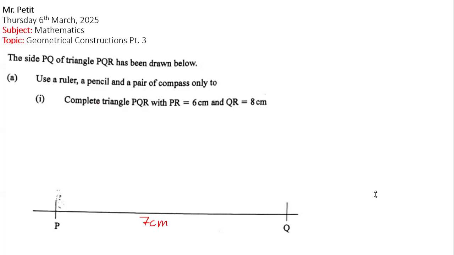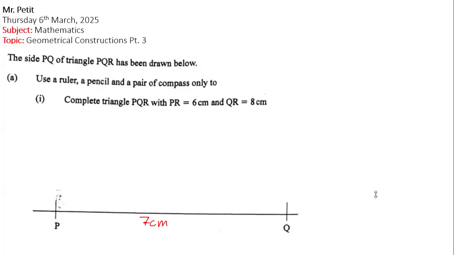Let me go ahead and unmute some of you here. Excuse me, Mr. Vitti. In the exam, will they give us PQ already drawn like you have it, or will they make us draw it too? Yeah, it was already given. Not in every case will they draw it, but in this case, they draw it for you. Sometimes they draw it, sometimes they don't. So that's very important.